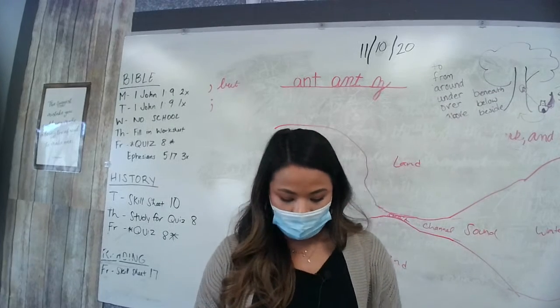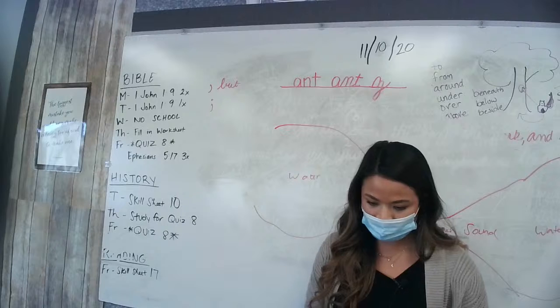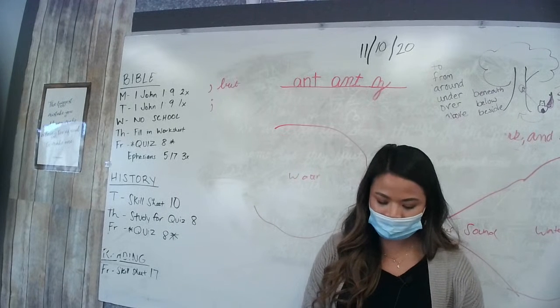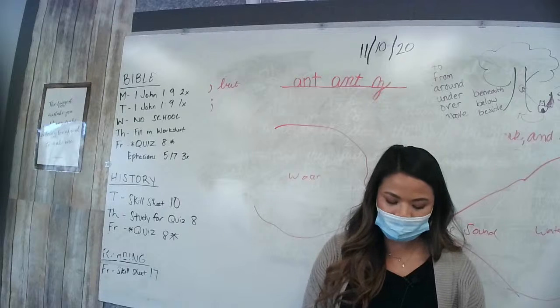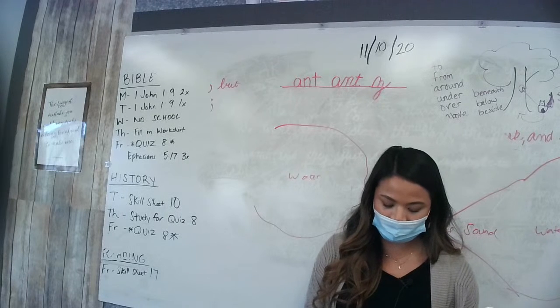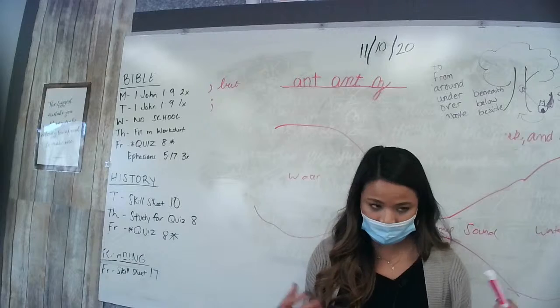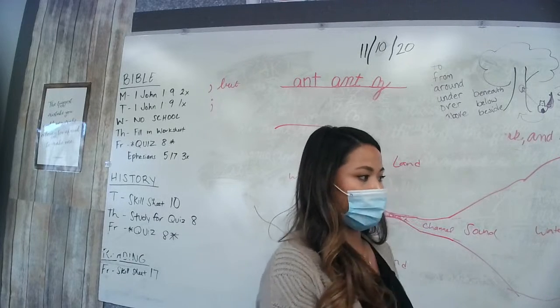Okay, now let's look at rivers. Okay, a river is, what class? Let's read it together. A river is a large stream of fresh water flowing over the land. We kind of already know what that is. On land, there is fresh water.